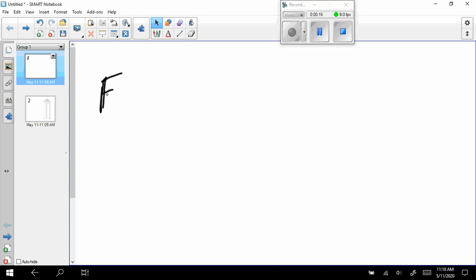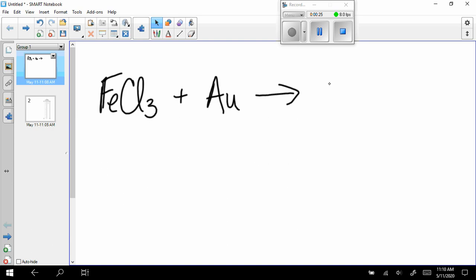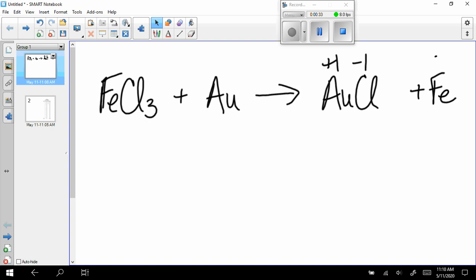Let's say we have FeCl3 plus gold, Au, and that would form AuCl because Au is a +1 and Cl is a -1. And then Fe would be all on its own, which makes it have an oxidation state of 0. If I go back here, the Fe must have been a +3 because I see that it crisscrossed down here to the Cl, and Cl is a -1, and Au is a 0 because it's alone.